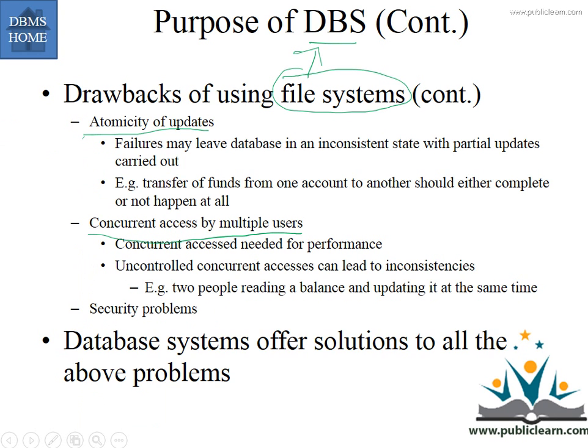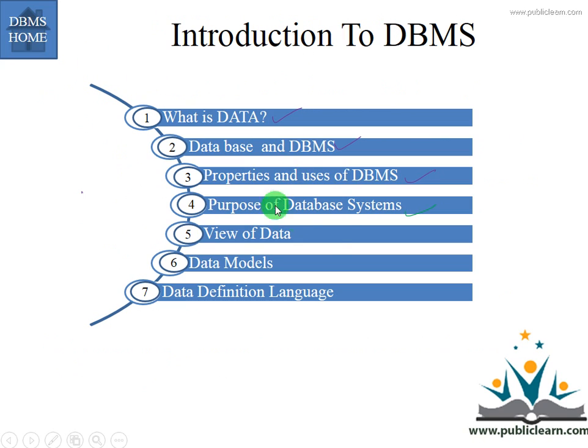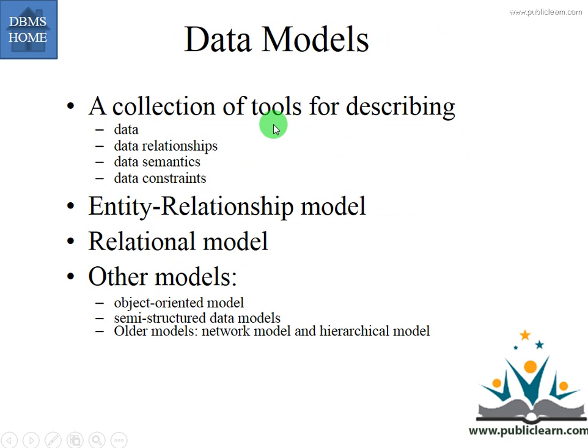Physical level, okay. Now move to the data model. View data is over. Now data models. Data models are here: data relationships, data semantics, data constraints. These four.